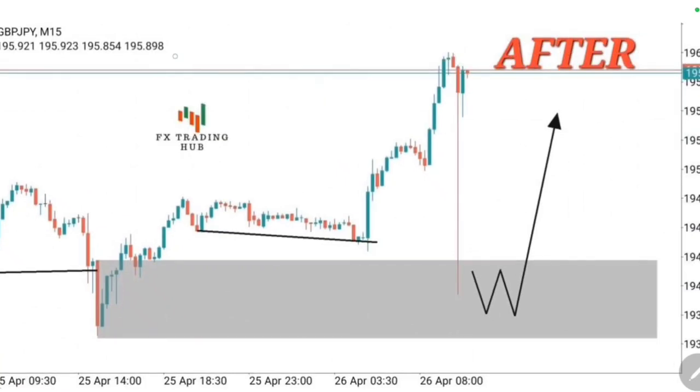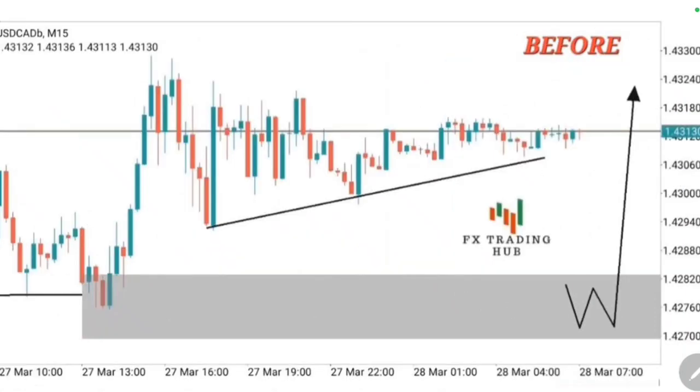So you can see here, this was where the market was before the news was released. With just one candle, the market spiked down and went straight up just after the news was released. So this is the second strategy, the point of interest strategy, the swift mitigation of either your supply zone or your demand zone. You can see this one as well.